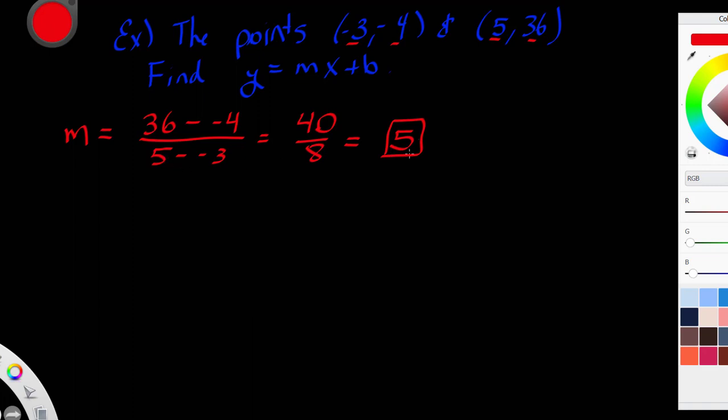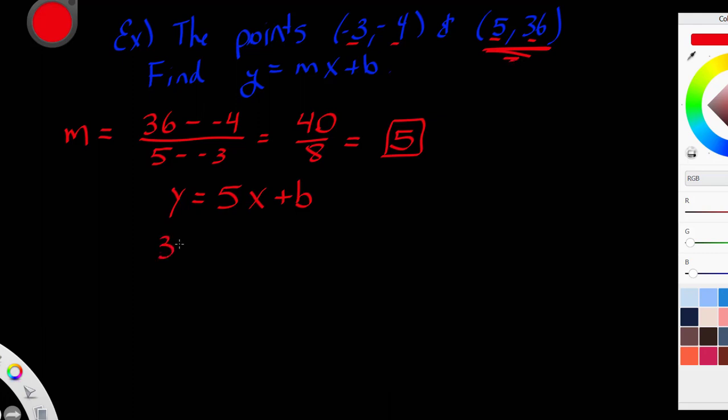Now what we're going to do is use this to find b. So far, we know y equals 5x plus b. Now, just like last time, you can choose any point to plug in for your x and your y to find b. So let's go ahead and plug this point in.